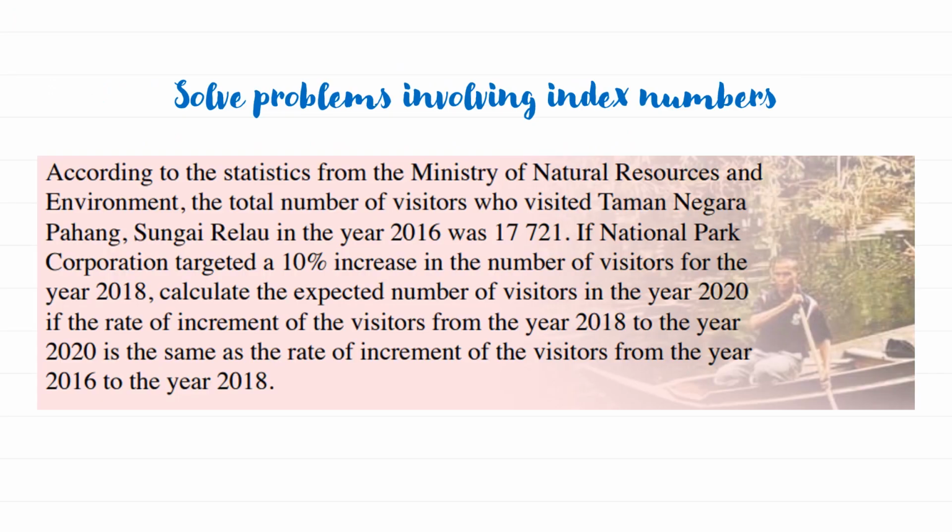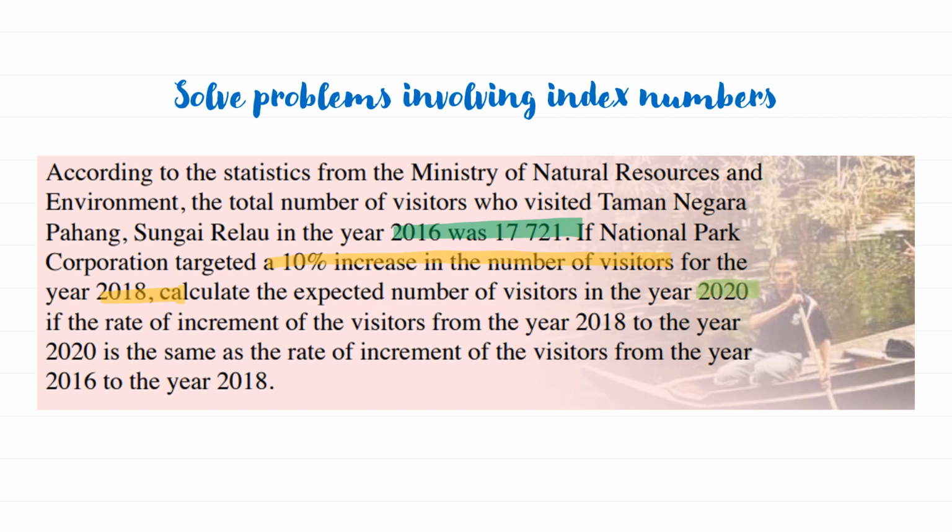Next we move on to solving problems involving index numbers. According to the statistics from the Ministry of Natural Resources and Environment, the total number of visitors who visited Taman Negara Pahang Sungai Relok in the year 2016 was 17,721. If the National Park Corporation targeted a 10% increase in the number of visitors for the year 2018, calculate the expected number of visitors in the year 2020.